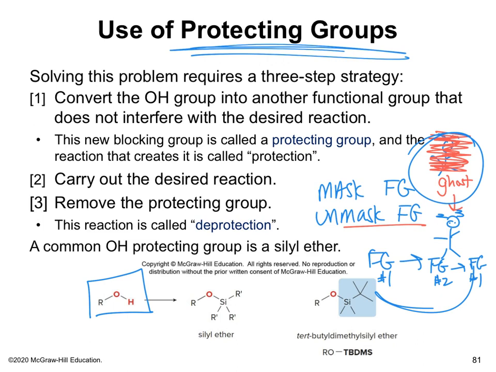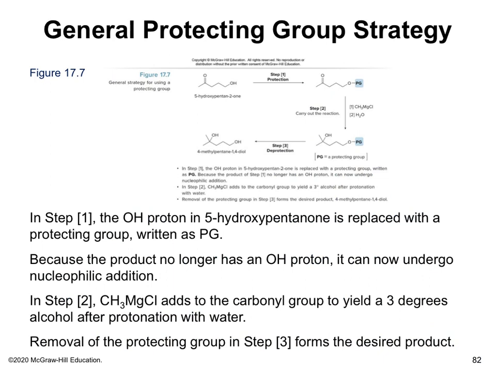So one way to protect alcohols, and a great alcohol protecting group, are these silyl ethers. When you have a silyl ether, now you can do whatever reaction you want, and then you can take the silyl ether off. The way you do that is with TBAF, which I'll show you what that is, tetrabutylammonium fluoride. So how do you protect this alcohol? You're going to add some kind of silyl chloride.